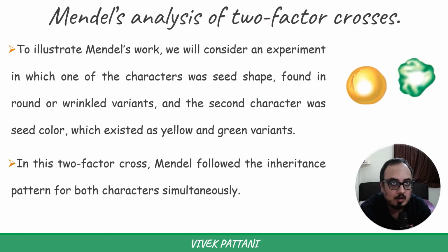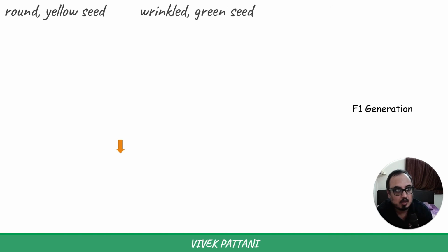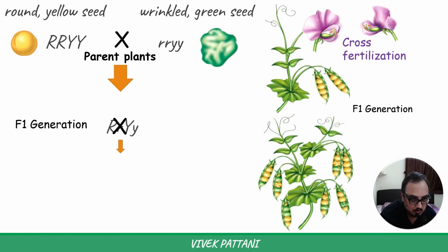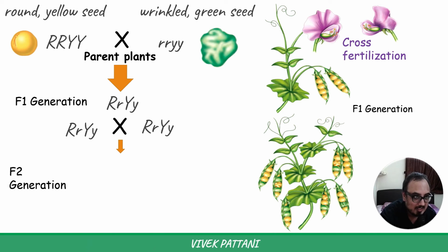Now, Mendel's analysis of two-factor crosses. To illustrate Mendel's work, we will consider an experiment in which one of the characters was seed shape, found in round and wrinkled variants. The second character was seed color, which existed as yellow and green variants. Now moving forward to the dihybrid cross. Round yellow seed, wrinkled green seed. What happens in the F1 generation? These are the parents. This one is the F1.